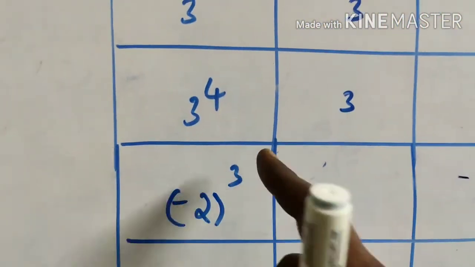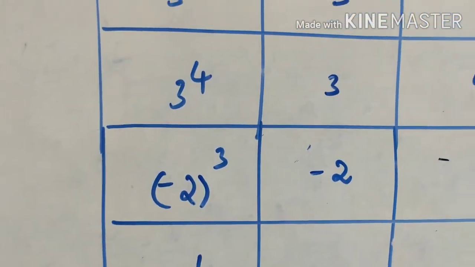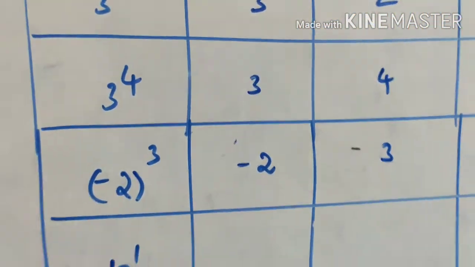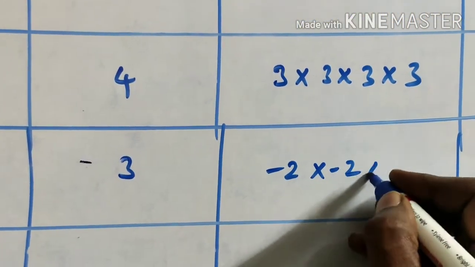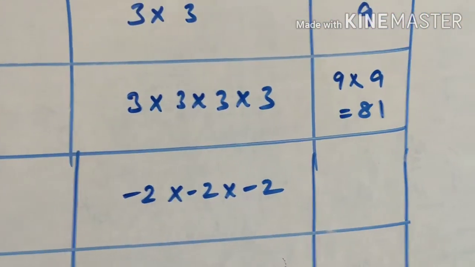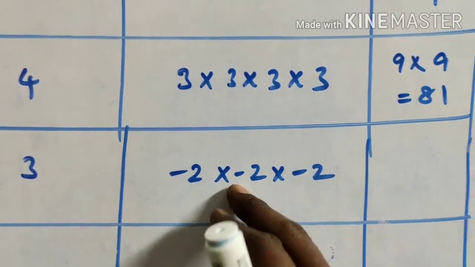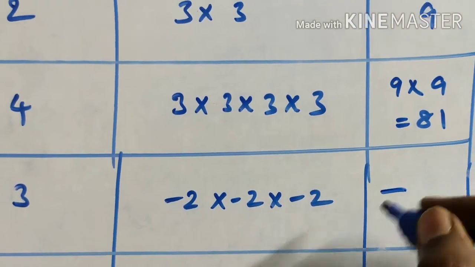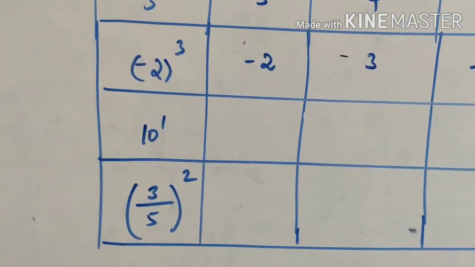Next, minus 2 cube. What is the base for this? Minus 2. What is the power? 3. And how can we expand this? Minus 2 into minus 2 into minus 2. Now what is the value? First you have to multiply the symbol. Minus into minus, plus. Plus into minus, minus. 2 2s are 4, 4 2s are 8.